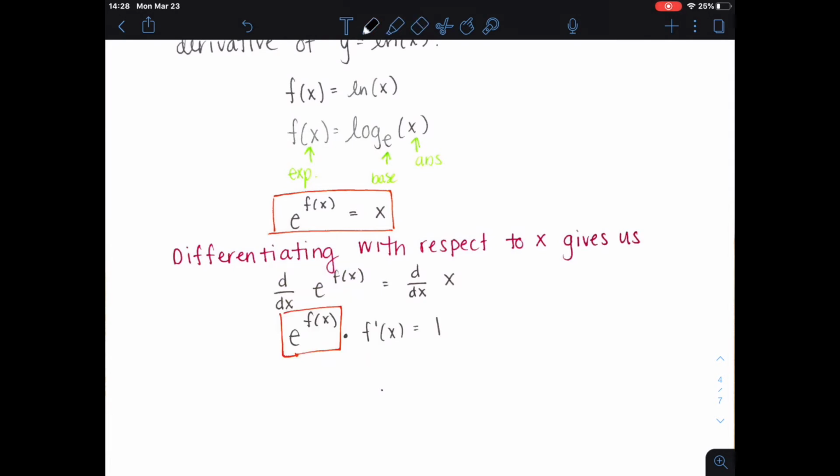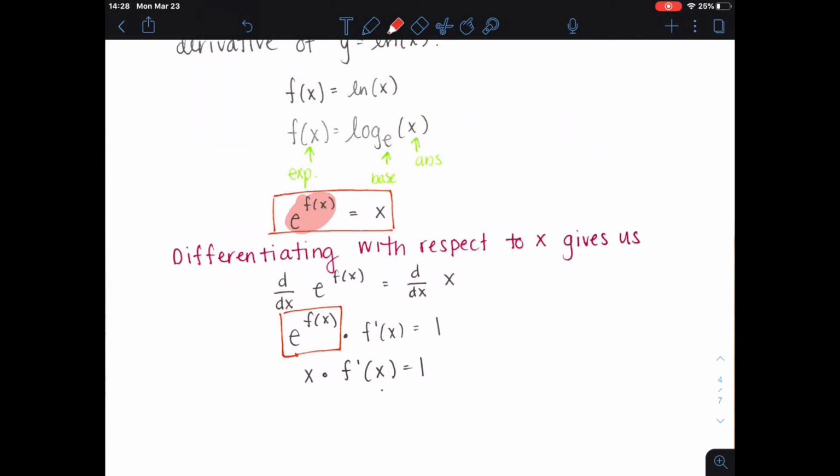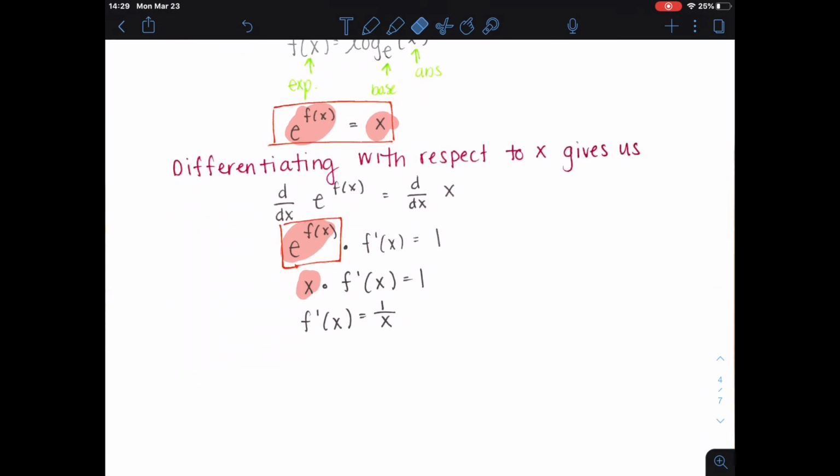So this piece here comes from chain rule. And then on the right-hand side, the derivative of just x is 1. Okay. So what that gives us is e to the f of x, which is what we have right here. We can replace by x because they're exactly the same. So x times the derivative is equal to 1. So if you solve for the derivative, f prime is equal to 1 over x.